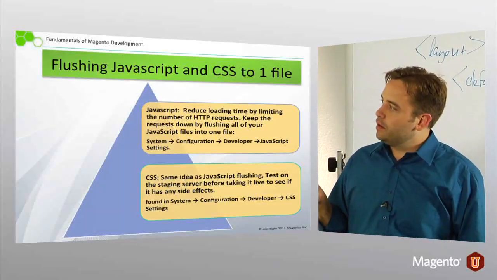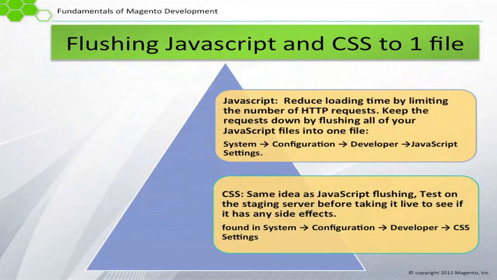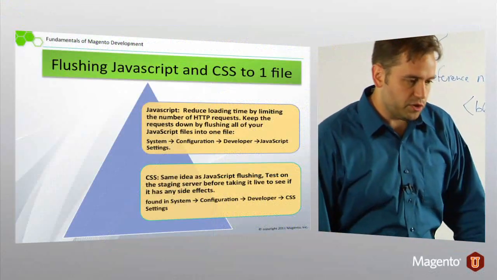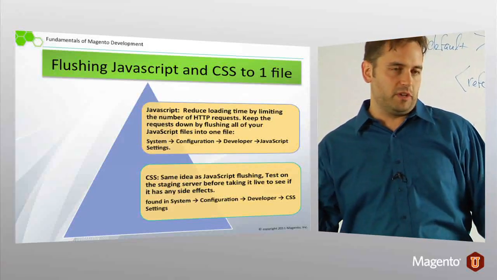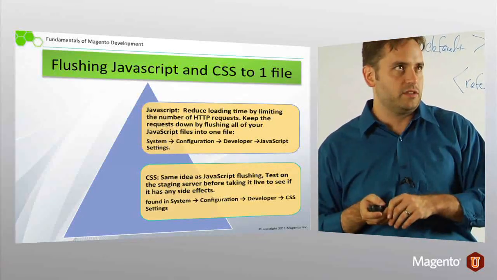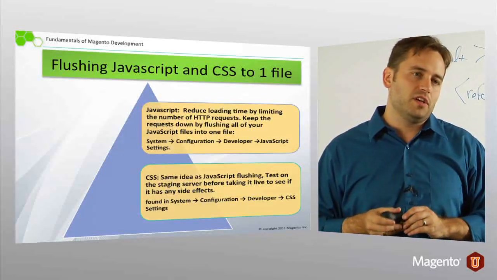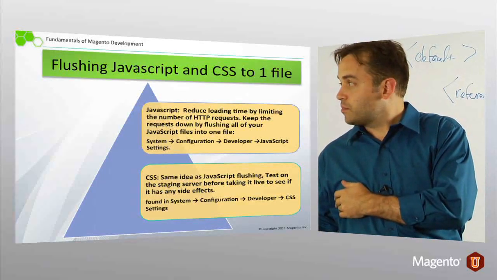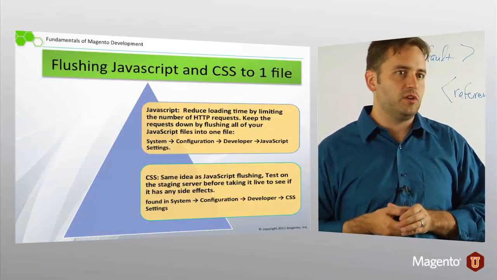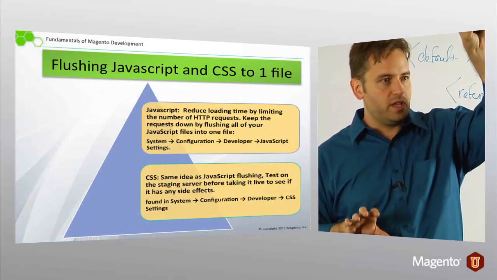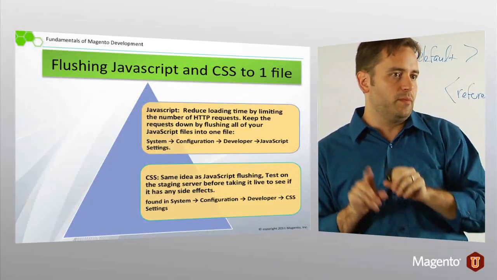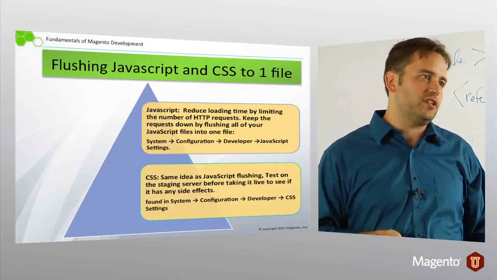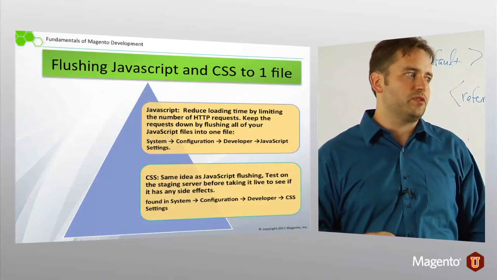Quick note. In System Configuration Developer, there's JavaScript and CSS settings. You can reduce all of your files if you've included them, as we saw with the add JS and add CSS calls. If you change this configuration setting, you will cause Magento to take all of those files and combine them. Not compress them, but just combine them into one request. So limit your number of HTTP requests. You're going to speed up your site a bit.